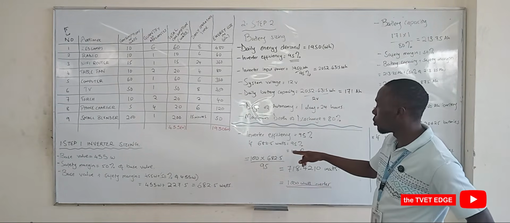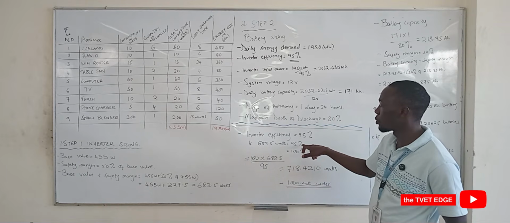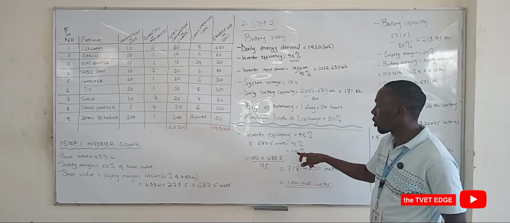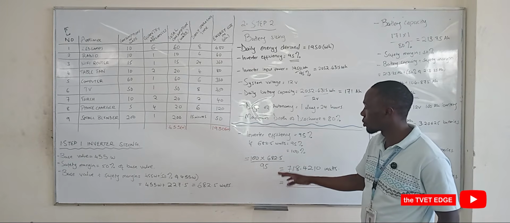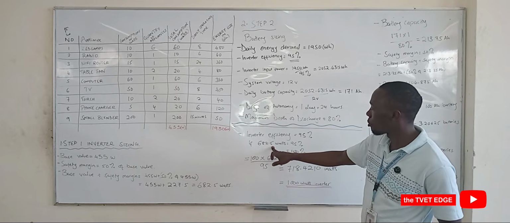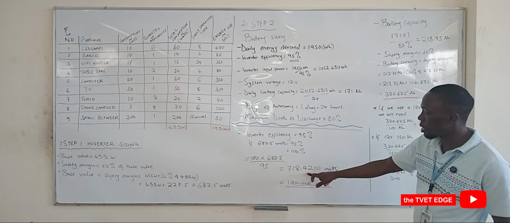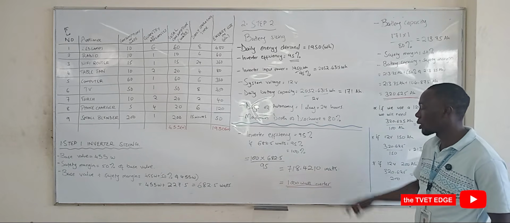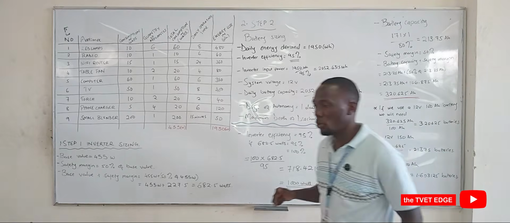And that higher value, we calculate it this way. If 682.5 watts is equal to 95%, what is our 100%? So basic cross multiplication, basic math, that is 100% times 682.5 divided by 95%. We are getting 718.4210 watts.